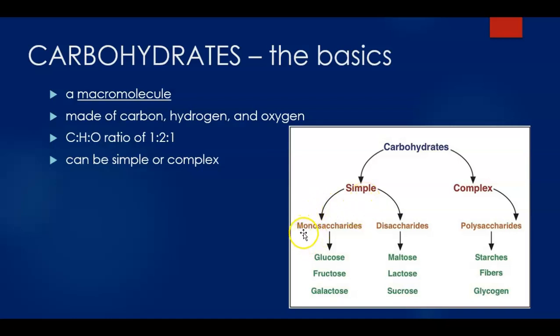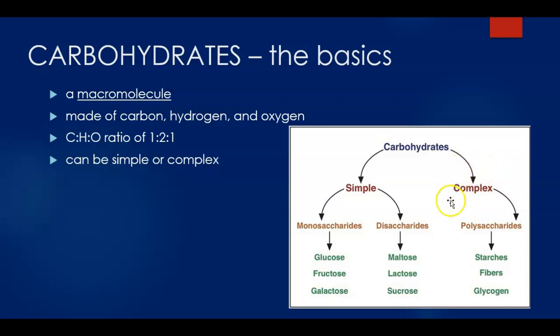You have monosaccharides, which are made out of 1 sugar molecule, and disaccharides, which are made out of 2 sugar molecules. Examples of monosaccharides are glucose, fructose, and galactose. Disaccharides are made up of 2 monosaccharides chemically joined together, and examples are maltose, lactose, and sucrose. You take glucose and fructose, you put them together, you get sucrose. You take glucose and galactose, you put them together, you get lactose.